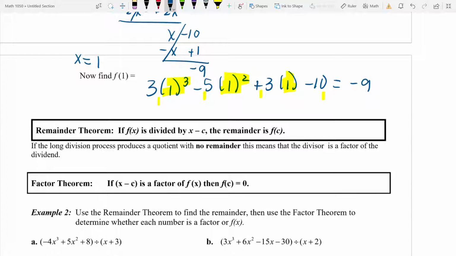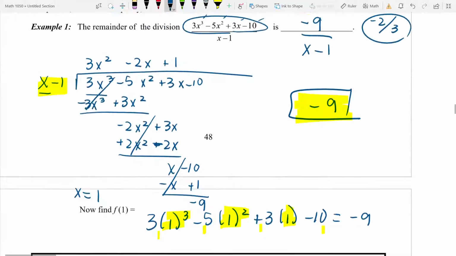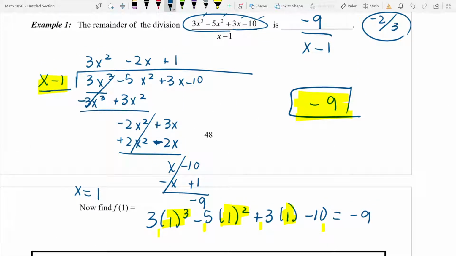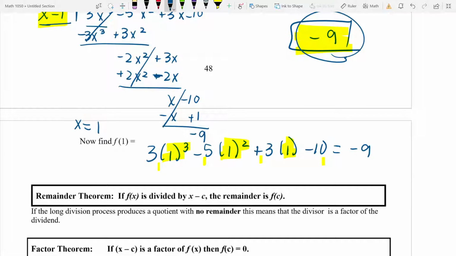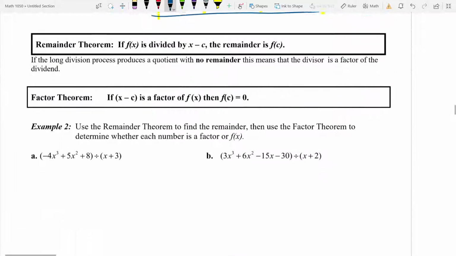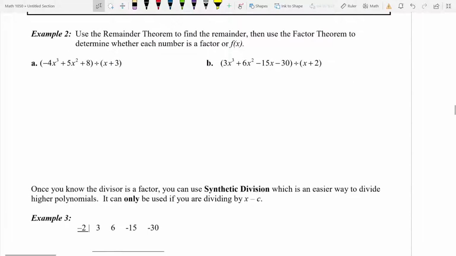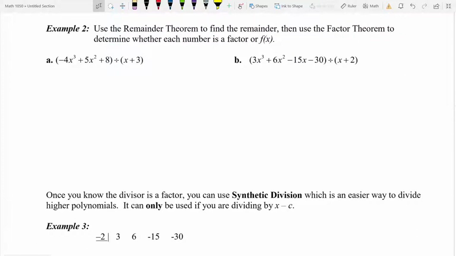So listen. If you do long division with x minus 1 and your remainder is a negative 9, if I set x minus 1 equal to 0, I get a 1. When I plug that 1 into the top, what I get is always going to be the remainder. Those will always be the same. Okay? Okay, let's do this. Use the remainder theorem to see if this is a factor. Okay, everybody go.